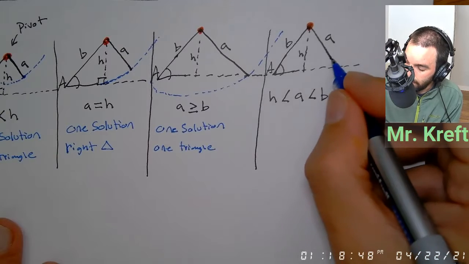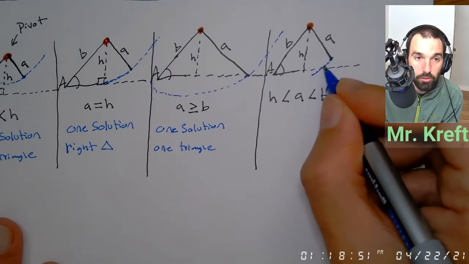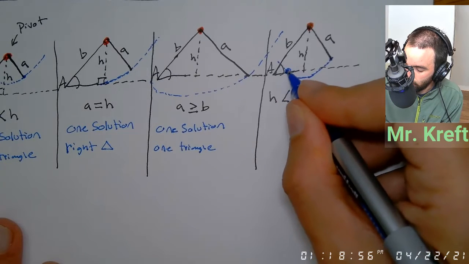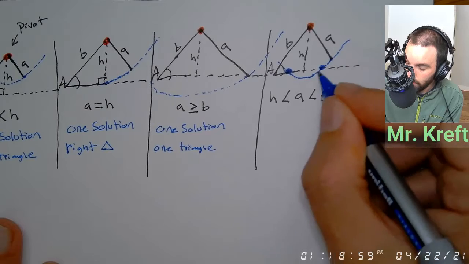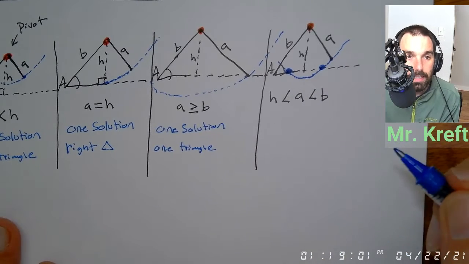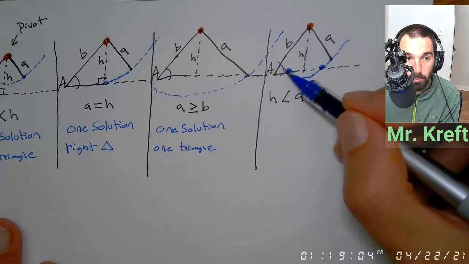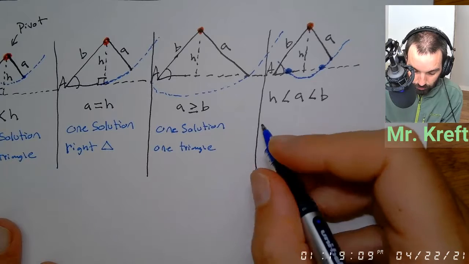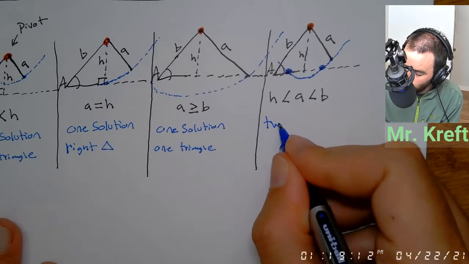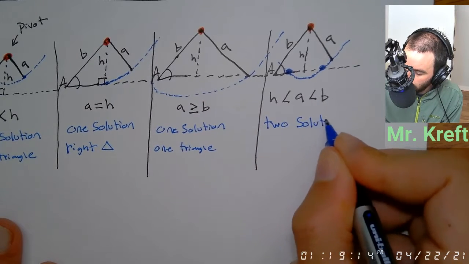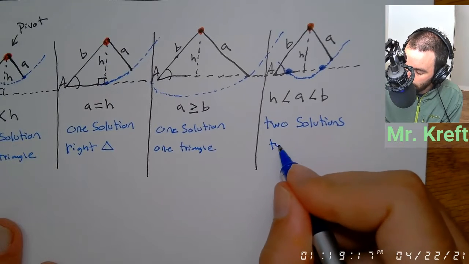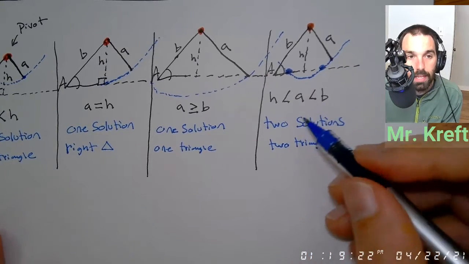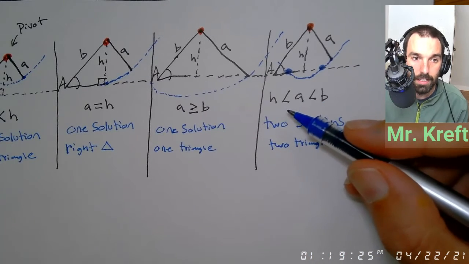What happens here is you get one triangle here, but then when it comes up, you get a second triangle here. So there's two places where it touches down. That means we can have a small triangle like this, or we can have a larger triangle like this. So this is tricky because you can have two solutions. That is two triangles, when A is less than B but greater than H.